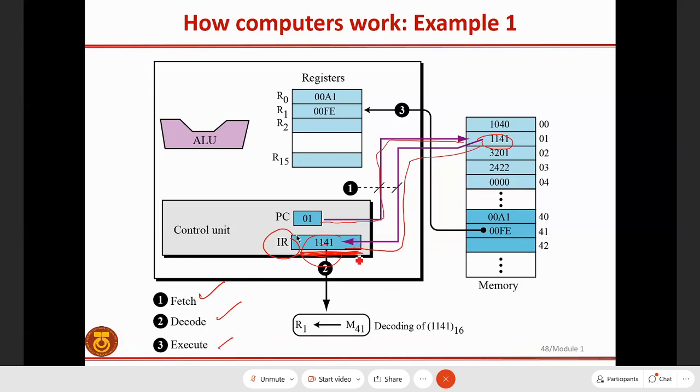Third, it executes. Execute means that when it understands what 1141 does, only then will it execute the operation. It says that I need to fetch data in memory 41, put it in a register and do an add operation. So in this case, it takes the data from memory 41 and moves it into register number 1. So that is execute. Fetch, decode, execute.